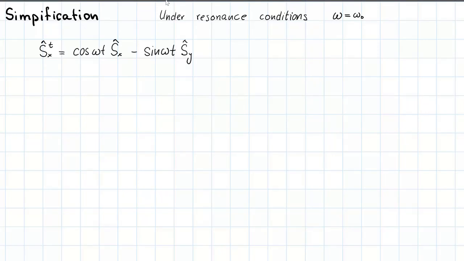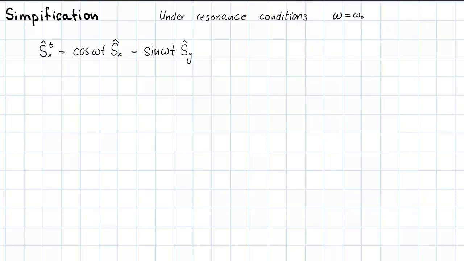This result for Sxt can be obtained by a direct but somewhat lengthy matrix multiplication, which I don't want to comment on here. However, I would like to point out an interesting feature, which can provide us with some intuition on how to calculate such kinds of sandwich operators.